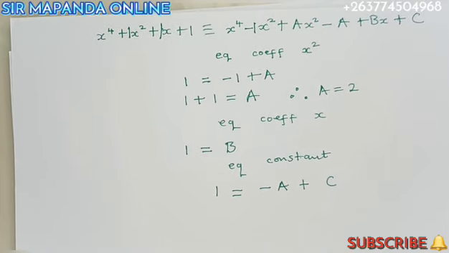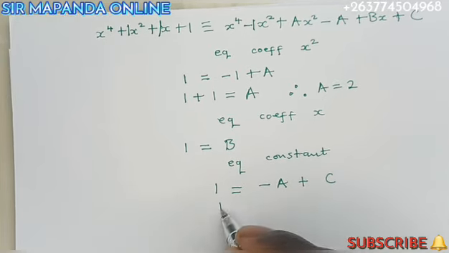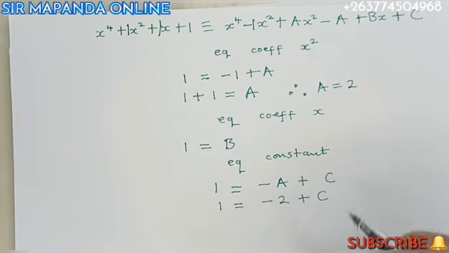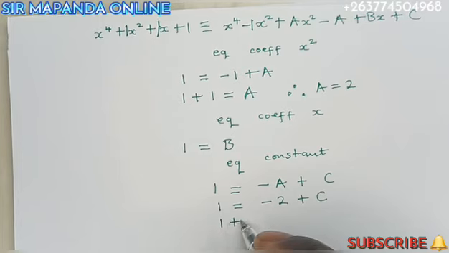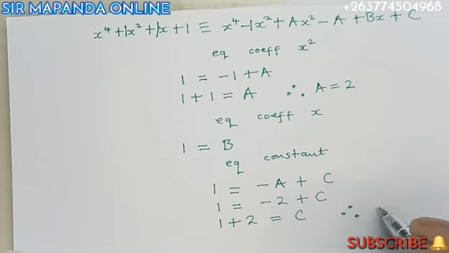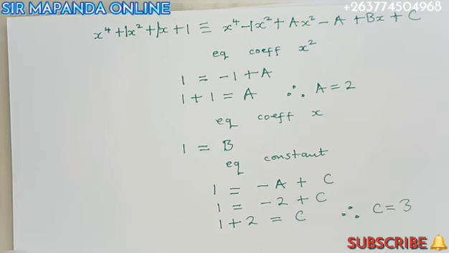So since a was found in the first part to be 2, we now have 1 is equals to minus 2 plus c. Then you move minus 2 to the left. 1 plus 2, you get c. Therefore, c is equals to 3. So these are the solutions. I hope you are following class. So let us move on to the next question.